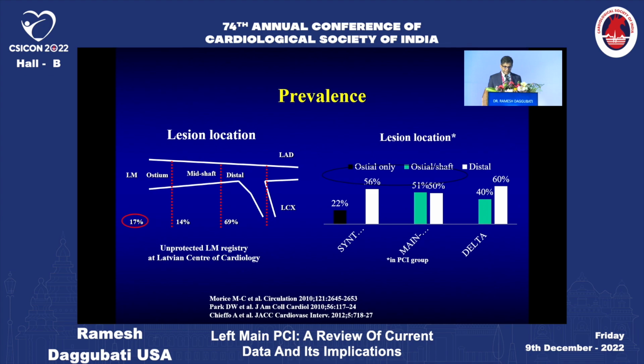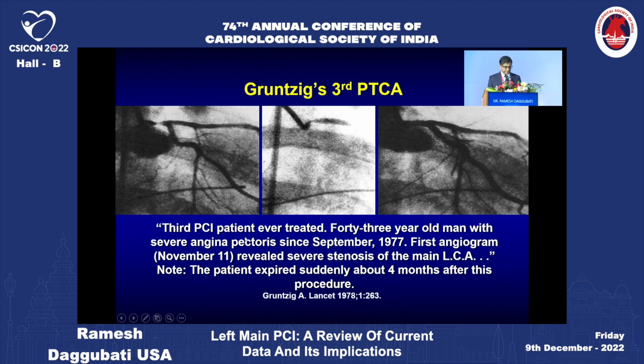Ostial only is seen in about 22% in the SYNTAX, whereas the distal bifurcation is more common, about 50 to 60% in all these trials. So the distal bifurcation is obviously, maybe overall about 70%.